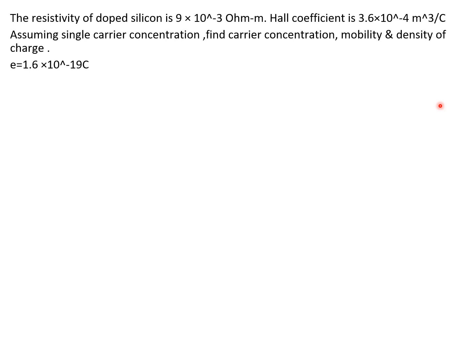So we need to calculate carrier concentration, mobility, and also density of charge, that is charge per unit volume. What is given to us is the charge of electron, 1.6 into 10 raised to minus 19 coulomb.